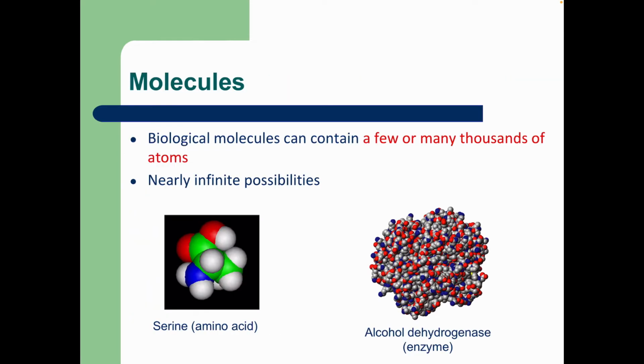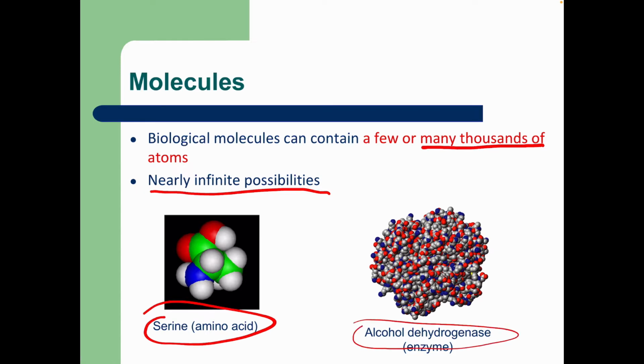So biological molecules can contain a few or many thousands of atoms. There are nearly infinite possibilities. So here's serine, which is a single amino acid, compared to alcohol dehydrogenase, an enzyme. What you can see is it's just like a huge glob of different proteins held together.